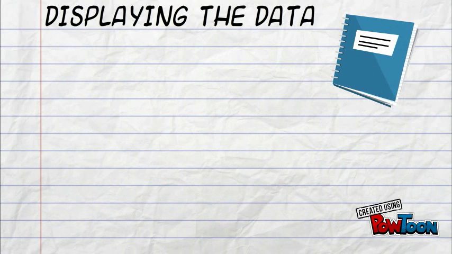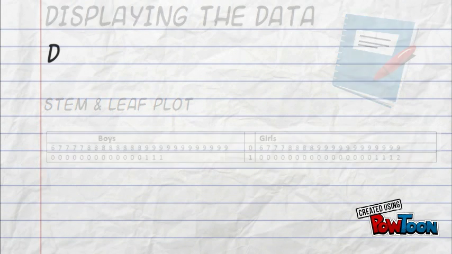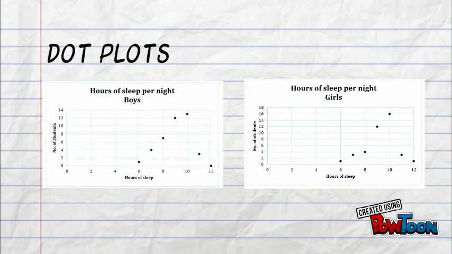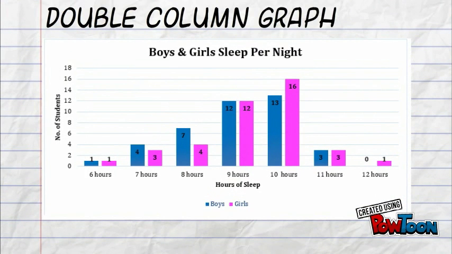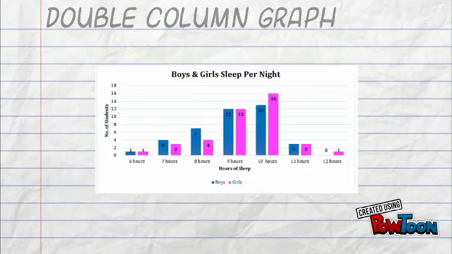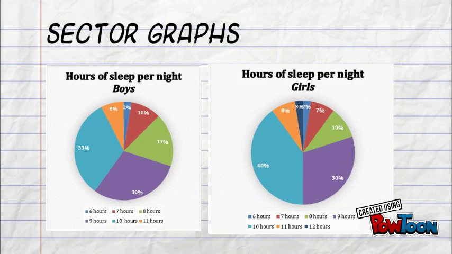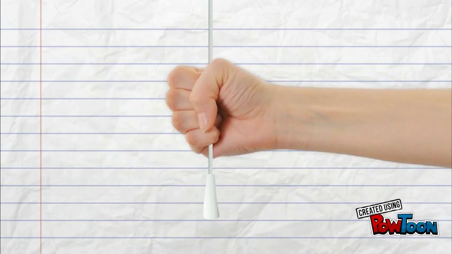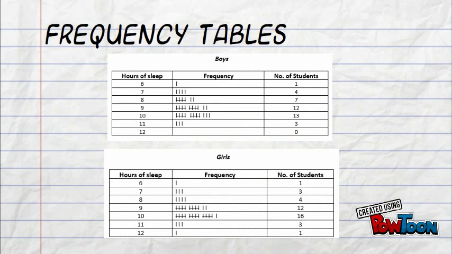Displaying the data. To display the data, the first thing created was a stem and leaf plot. Following this, a dot plot was created, one for the boys and one for the girls. A double column graph was then created. The double column graph displays the boys and girls' sleep per night in the same graph. Sector graphs were also created, one for the boys and one for the girls. Lastly, frequency tables were created, one for the boys and one for the girls.